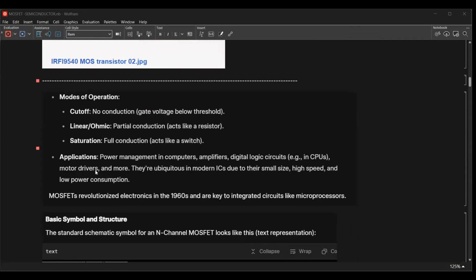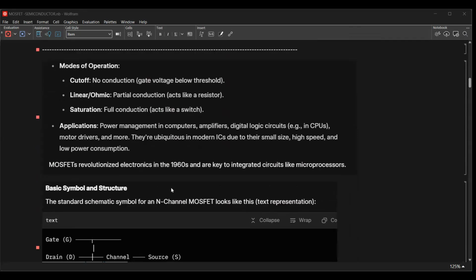The applications here are in power management in computers, amplifiers, digital logic circuits, CPUs, motor drivers, and more. They are ubiquitous in modern ICs due to their small size, high speed, and low power consumption. MOSFETs revolutionized electronics in the 1960s and are the building blocks of integrated circuits like microprocessors.